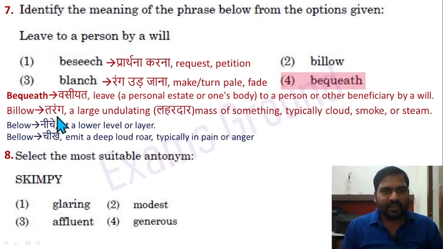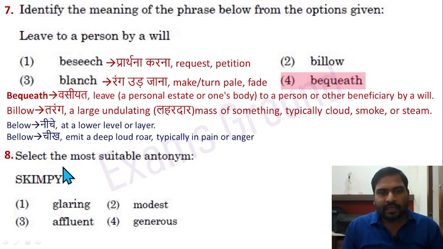Billow means tarang, a large undulating mass of something, typically cloud, smoke or steam. So its meaning is tarang, and sometimes we can get confused between billow and below. Okay, so it's also mentioned here. Below means niche, at a lower level or layer, and bellow means a deep loud roar.